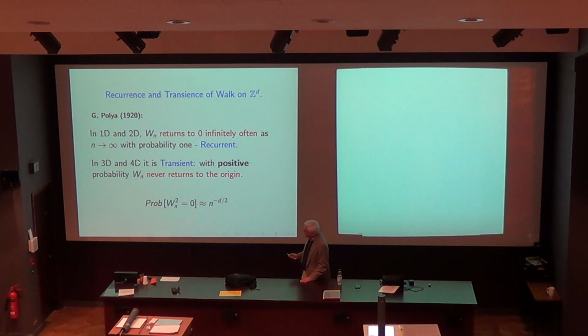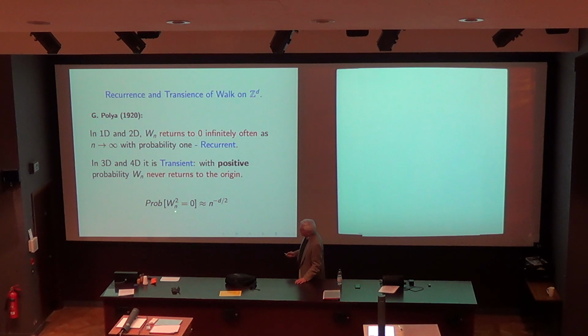In 3 dimensions, we say it's transient because with positive probability, it has a good chance of never coming back to where it started. It might come back a few times, and then eventually it will never come back. It will wander off, and that's what we call transience. It never returns to the origin.